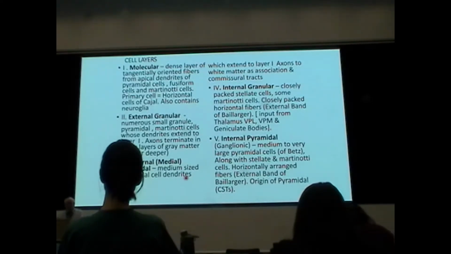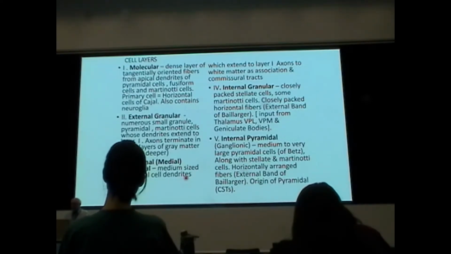But from the same standpoint, if you stain this, it appears like a very dark band between the bottom of this layer and the top of the next layer. And this was described as the band of Baillarger. Okay, so this was the external band of Baillarger, the more outer band.